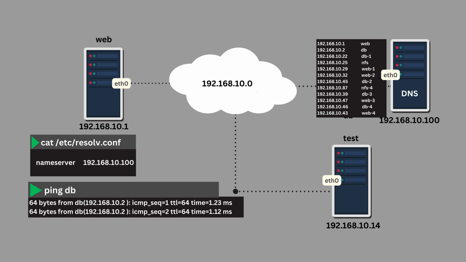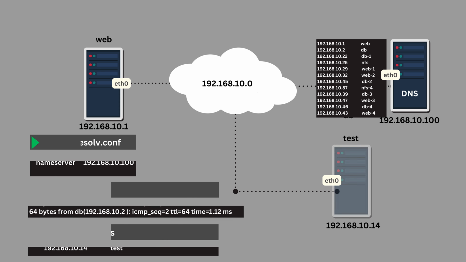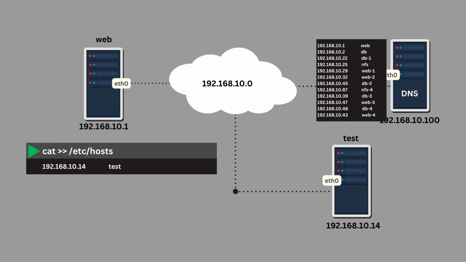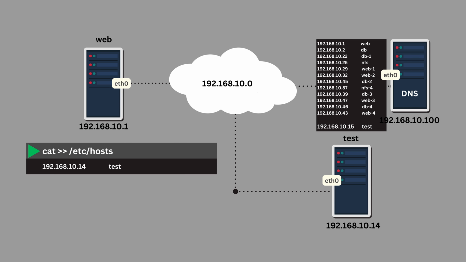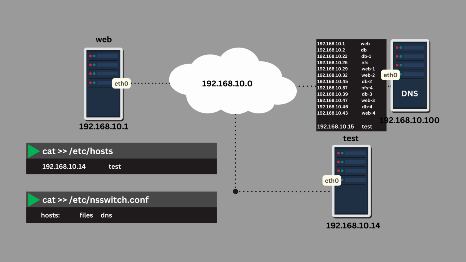However, if you only need to resolve names locally and not for the entire network, you can still use the /etc/hosts file. For example, you might add a local entry for a test server that is not known to the DNS server. If you have an entry in both /etc/hosts and DNS, the local /etc/hosts file takes precedence. The order of resolution is controlled by the /etc/nsswitch.conf file. By default, it first checks the /etc/hosts file before querying the DNS server. You can change this order if needed.